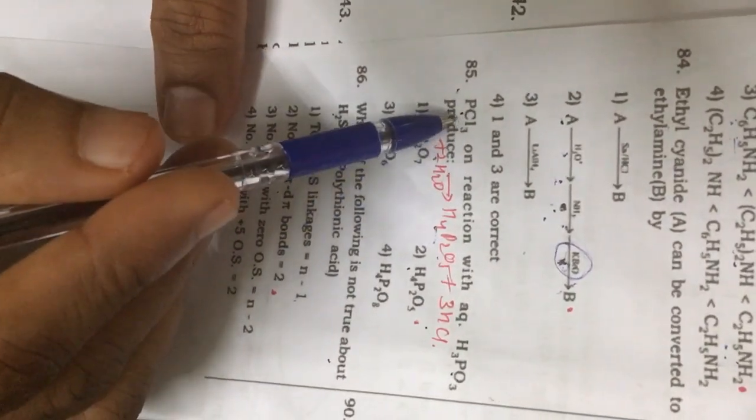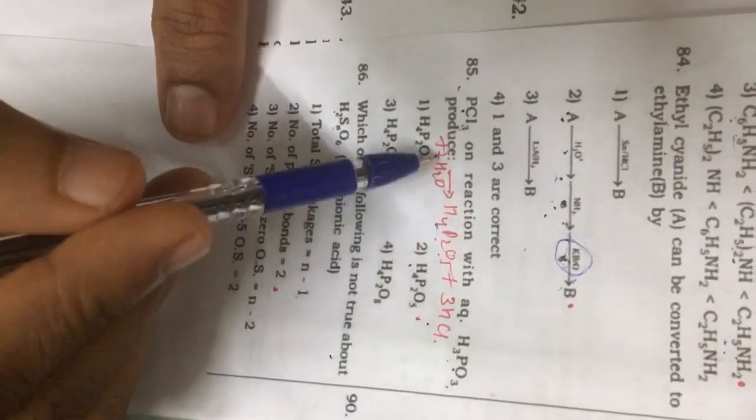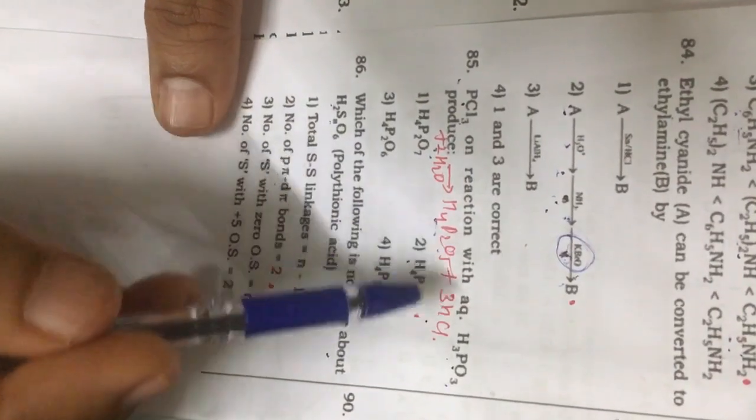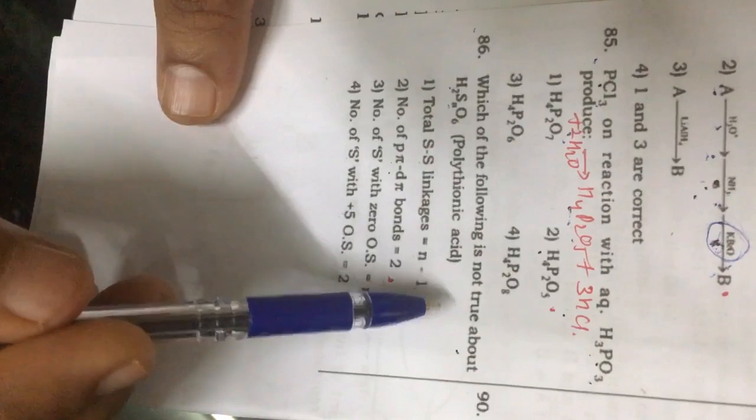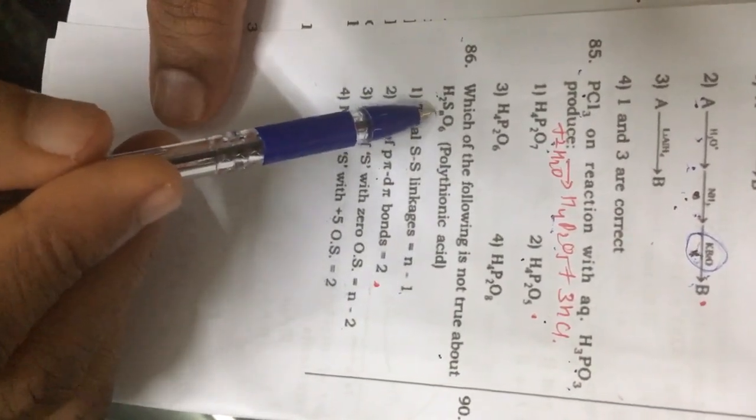Question number 85. You must remember PCl3 plus H3PO3 plus H2O gives H4P2O5 and HCl. Question number 86. This is polythionic acid H2SnO6. So on the basis of n we have some questions. Let us see.